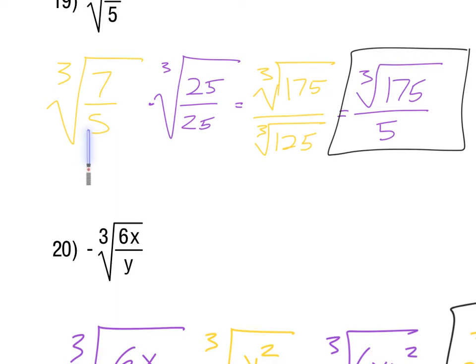So in order to get the 5 to become a 125, we have to multiply by 25, which of course would be the same as 5 squared. In the numerator, we end up with the cube root of 175, which we cannot simplify at all. And the denominator, cube root of 125, which again is a perfect cube, so we get 5 for that.